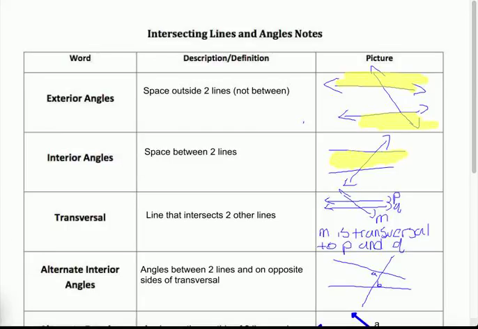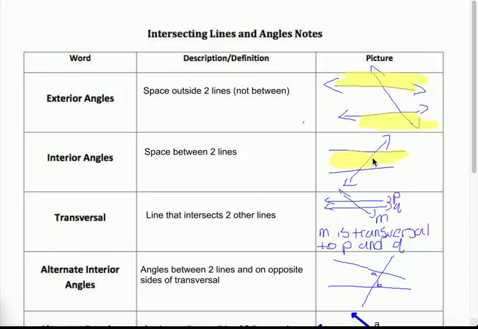So we're going to discuss angles formed by intersecting lines. In order to do this, we should first go over definitions. Exterior angles are any angles that are outside of two lines, so not between them. Here in this picture we have two lines, and the highlighted part would be all of the exterior angles. And then interior angles are the angles that are between the two lines. So the highlighted part is all of the interior angles.